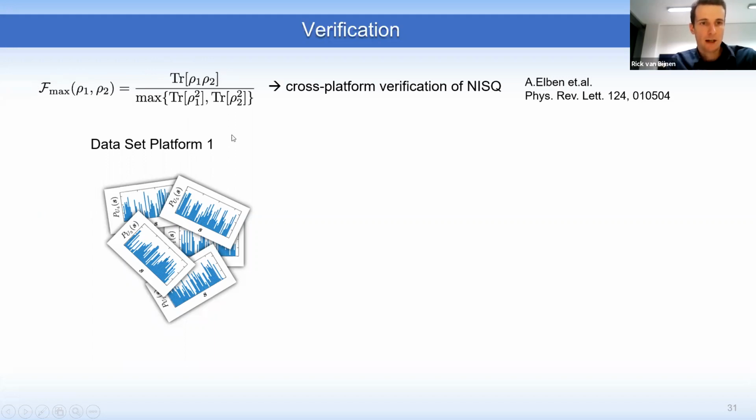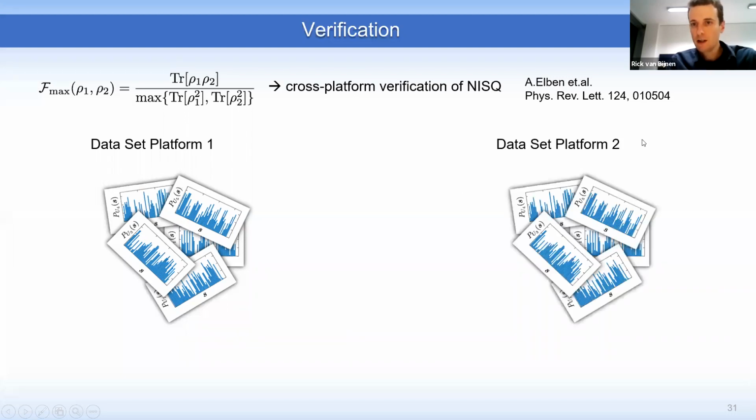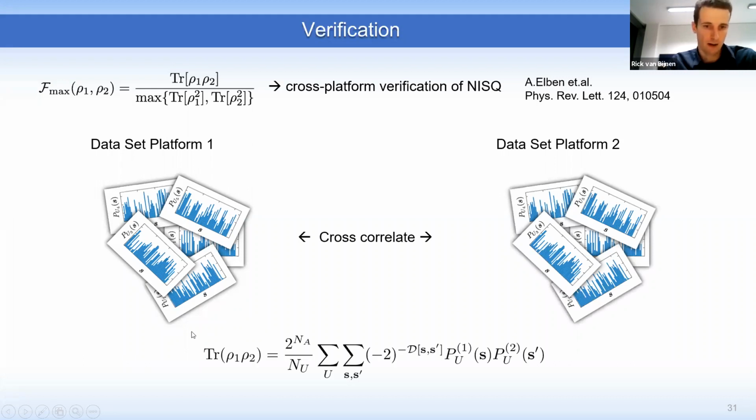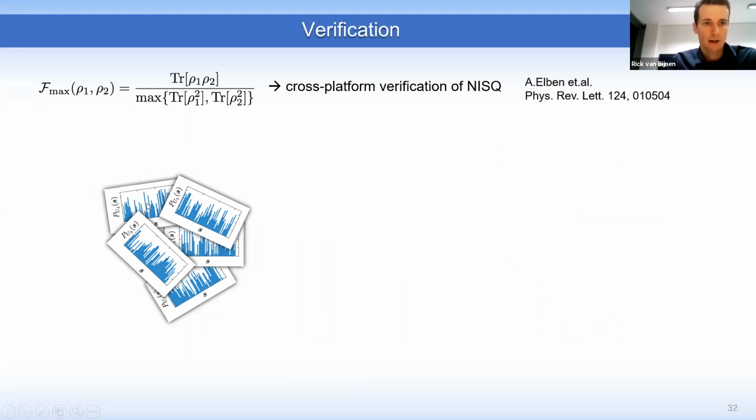So we take a randomized data set on platform 1. We take another data set on the other platform. We collect a bunch of histograms there, and then we correlate these answers. We developed some formulas for doing this, so I can compute the overlap between these states from the data on platform 1 and the data on platform 2. But now, obviously, we have only one platform, right? We have our platform 1, which are the ions, where we took data.